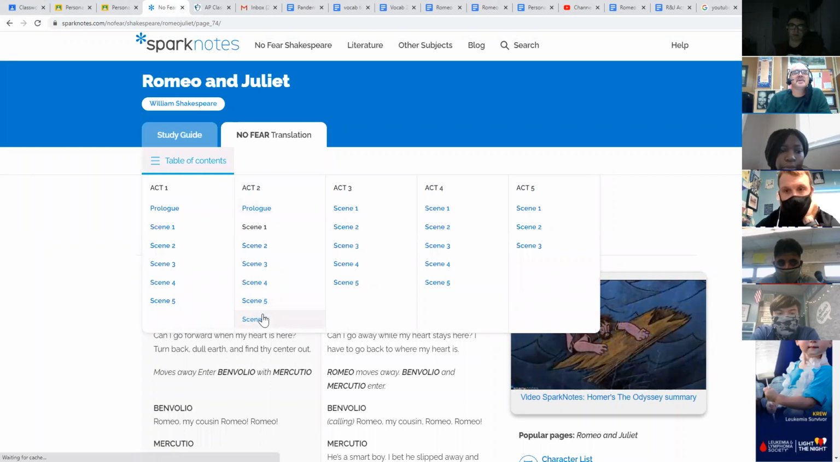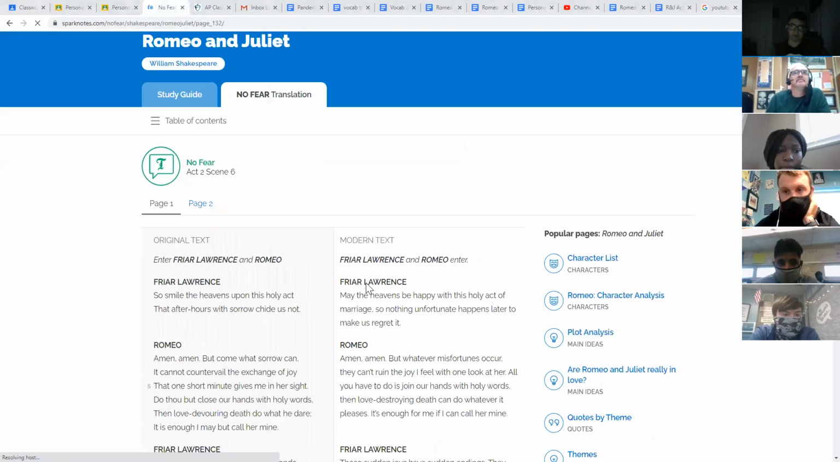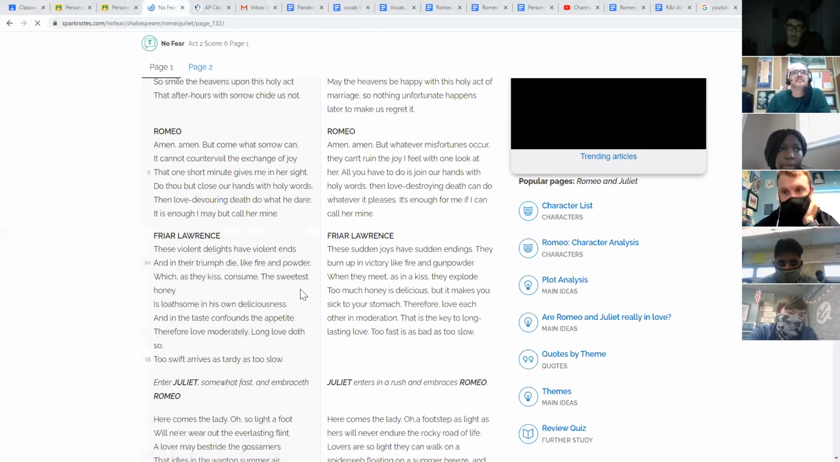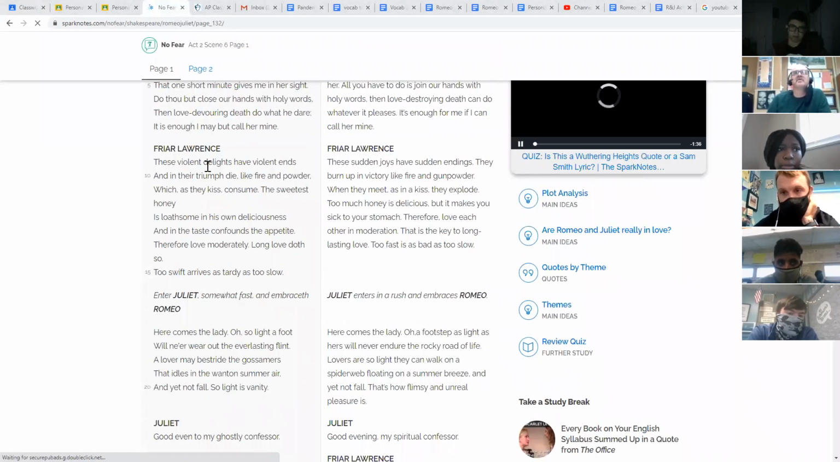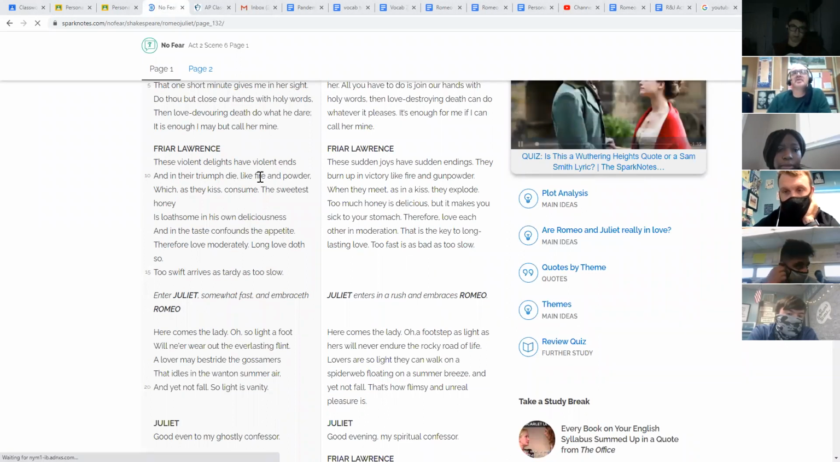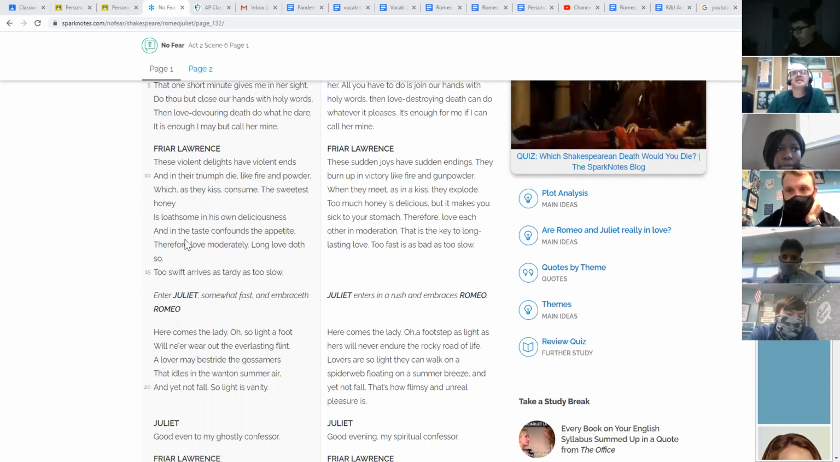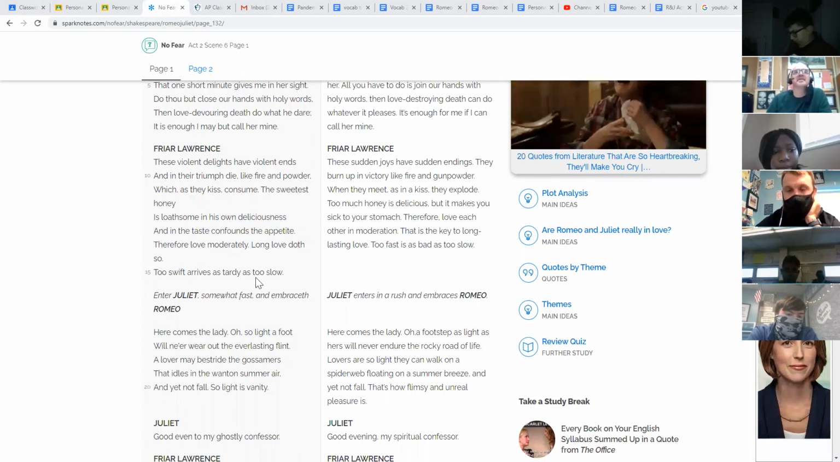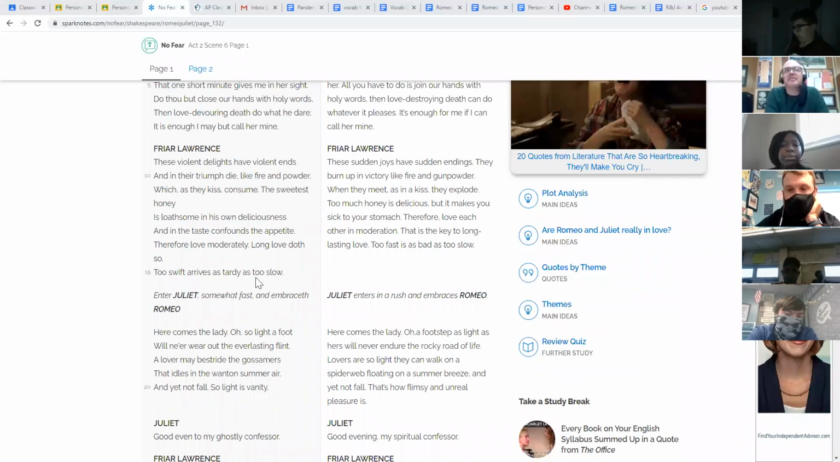Act 2, Scene 6. Famous lines here. These violent delights have violent ends, and in their triumph die like fire and powder, which as they kiss consume. The sweetest honey is loathsome in its own deliciousness, and in the taste confounds the appetite. Therefore, love moderately. Long love doth so. Too swift arrives as tardy as too slow. So that's kind of rhyming poetry there.